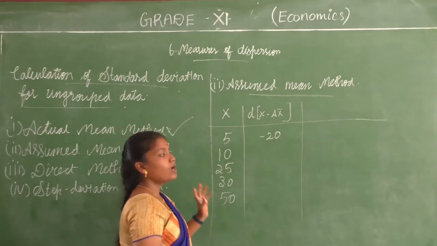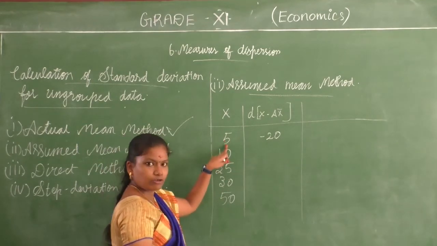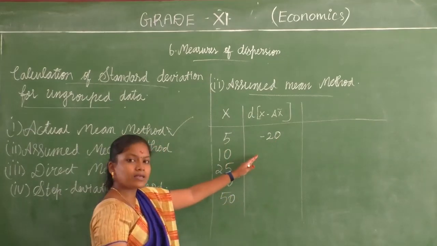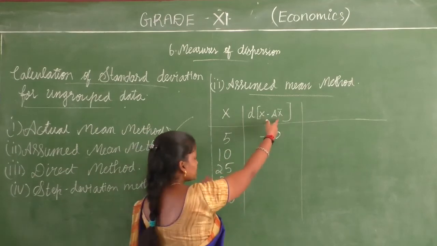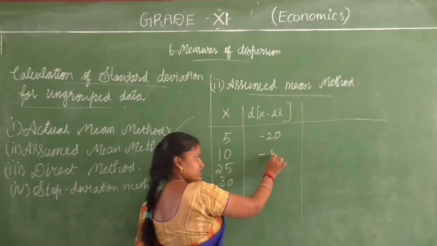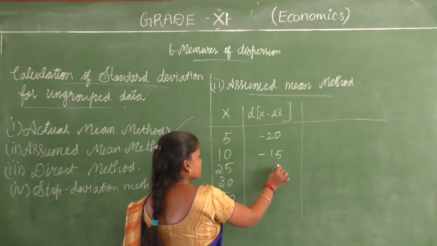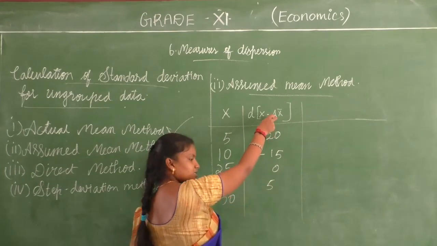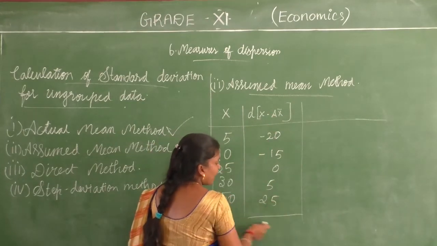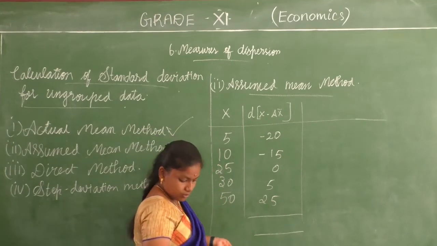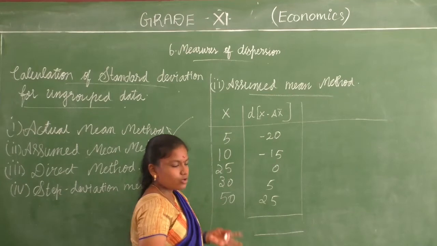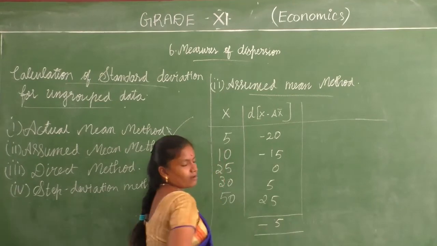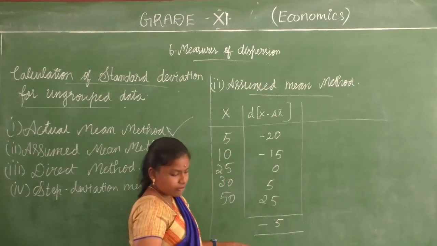You should be very careful with the symbol. So the first value is the x value. The lowest value is below the assumed mean, so obviously it will come as minus. 10 minus 25 gives you minus 15. 25 minus 25 is 0. 30 minus 25 is 5. 50 minus 25 is 25. And as usual, what will be your deviation total? It is usually 0, but now we are going to get 30 minus 35, which is minus 5. You get a value of minus 5.